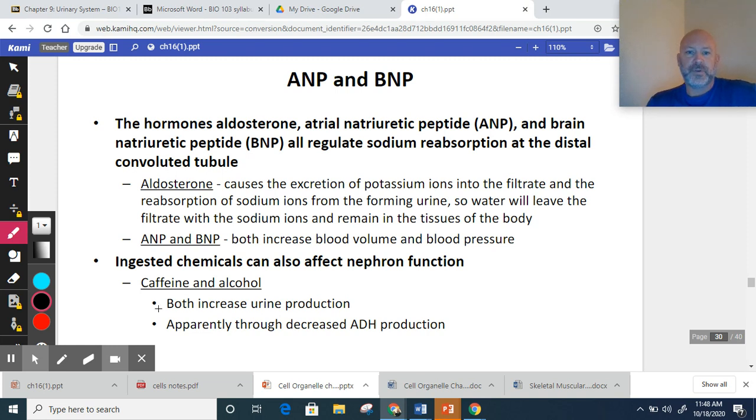So, aldosterone, ANP, BNP work together. ANP and BNP increase blood volume and blood pressure. Aldosterone causes the excretion of potassium ions into the filtrate, into the urine, and the reabsorption of sodium ions from the urine, right? Putting it back into the bloodstream. All right, so this is how we maintain a balance between potassium and sodium ions.